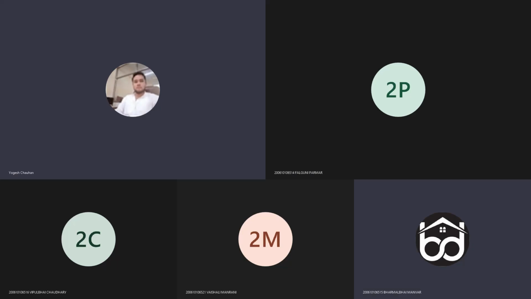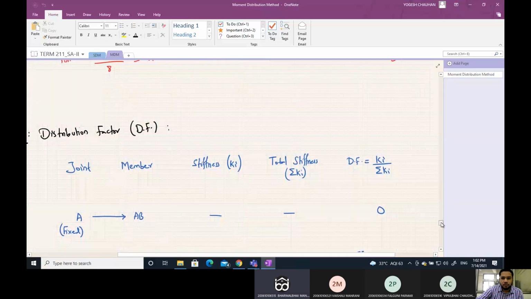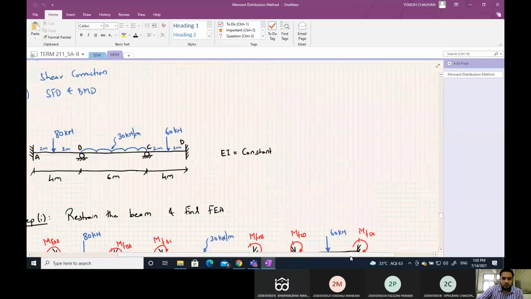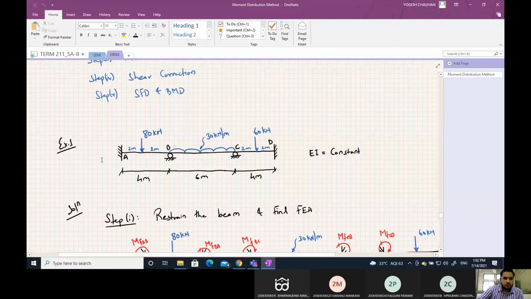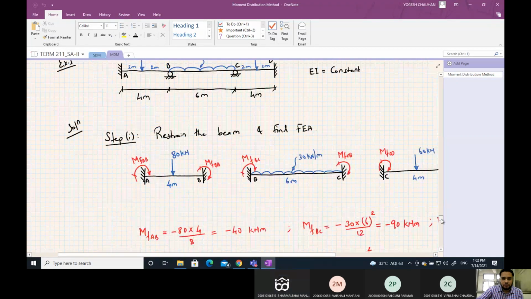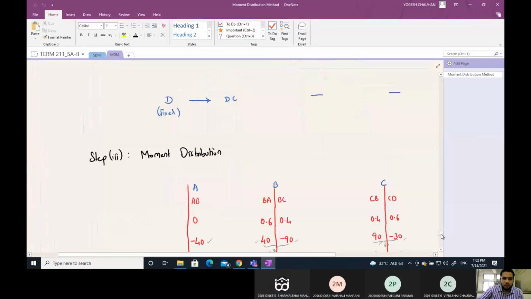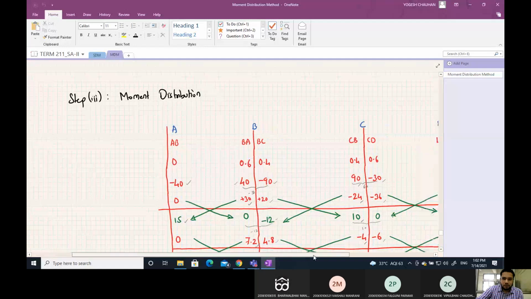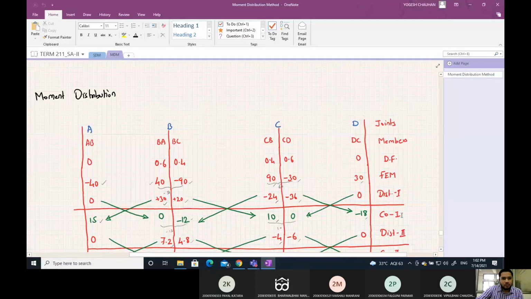Example of a continuous beam using the moment distribution method. In the previous example, both the far ends were fixed, and these are the steps when the far end is fixed for moment distribution.